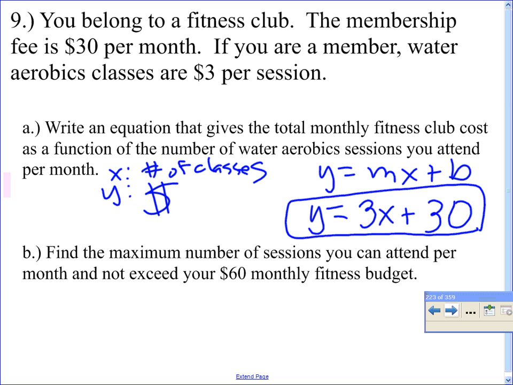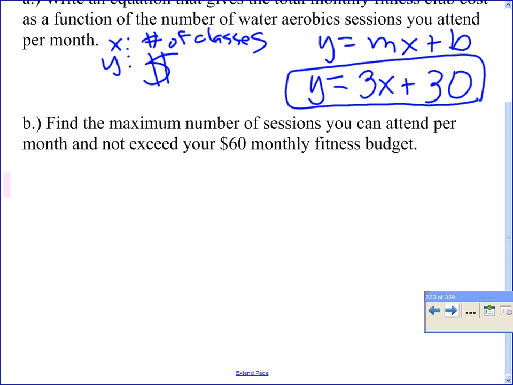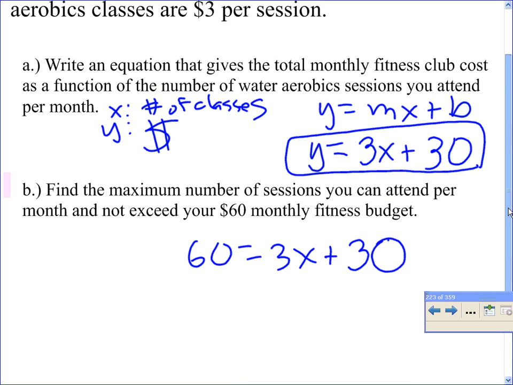Okay, letter B. Don't worry about graphing that. Letter B says, find the maximum number of sessions you can attend per month to not exceed your $60 monthly fitness budget. So $60 monthly fitness budget. How do we do this, Sean? Where does 60 go first? Back up a little bit. Good. So 60 equals 3x plus 30. Go ahead and solve for x. Remember, y is the total amount of money. Okay, x is the number of classes. If you haven't already, go ahead and solve for x. And then raise your hand once you have an answer.